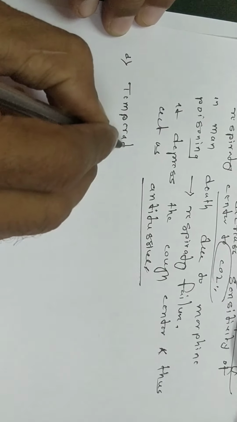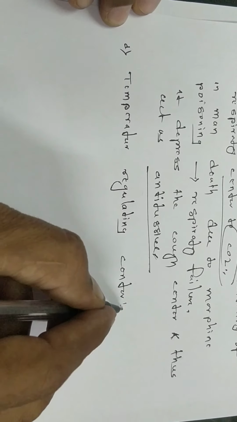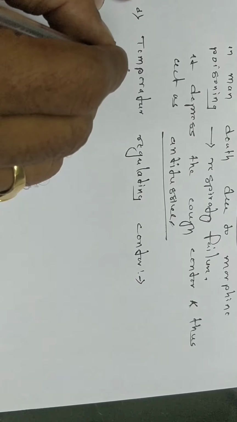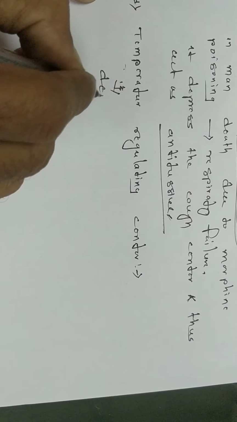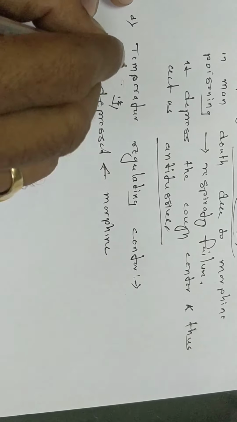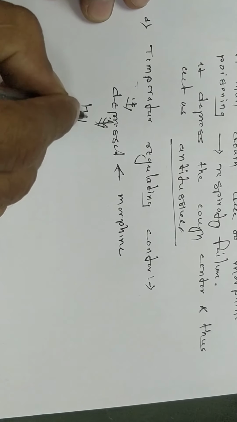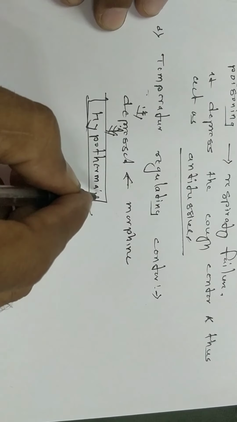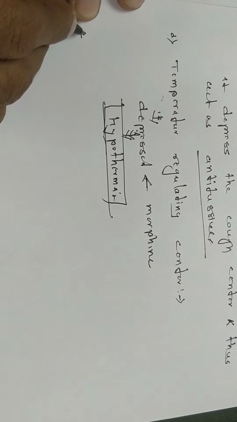The temperature regulating center is depressed by morphine and causes hypothermia. Temperature goes below normal, that is called hypothermia, in cold surroundings. Okay, now the next section is emetic action.